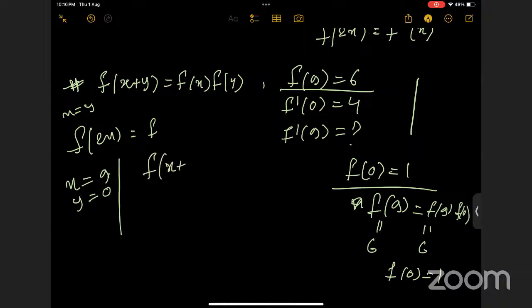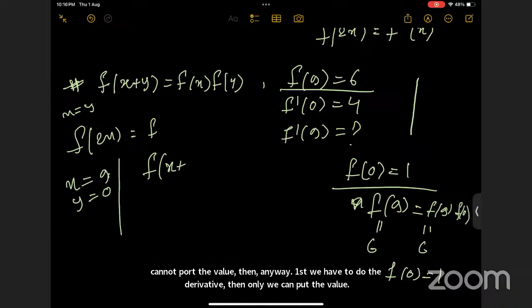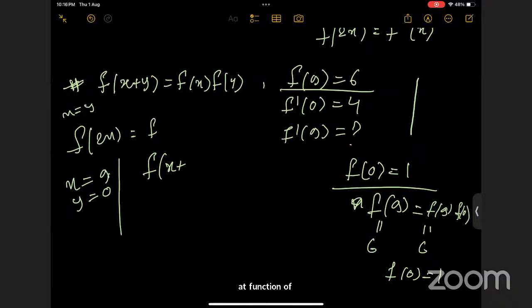We cannot put the value and then take the derivative. First we have to do the derivative, then only we can put the value. So still it will be the same. Now we will take the function of xy's derivative. If you first put the value, then it will be a constant, right? Then the derivative will be 0. Wait. So you have to do the derivative first, from what has been defined.